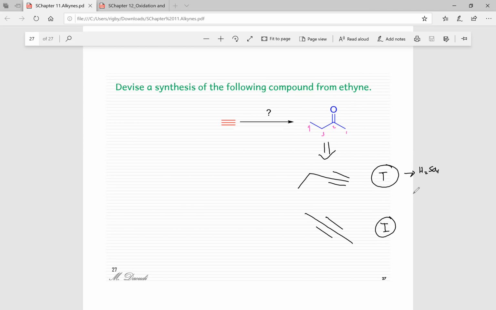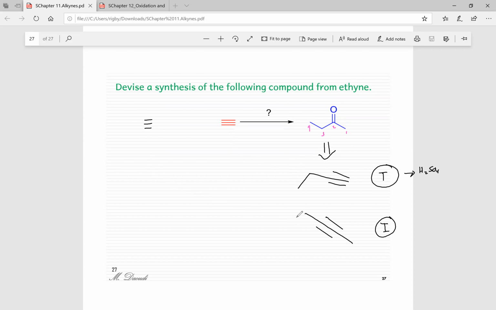However, let's think about it. Can we go from the triple bond to either one of these? The answer is yes. We can go from the triple bond to any one of these if we wanted to. It's just that the number of steps for each one differs, okay? So let me just move very quickly. Let's say we have two triple bonds right here. One of them is going to become this terminal alkyne. One of them is going to become this internal alkyne. Either way would be correct. It's just that one is going to be significantly shorter than the other.